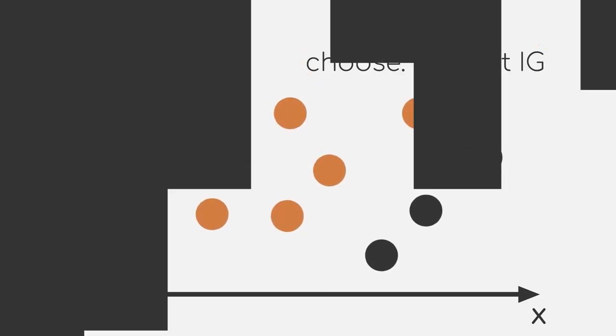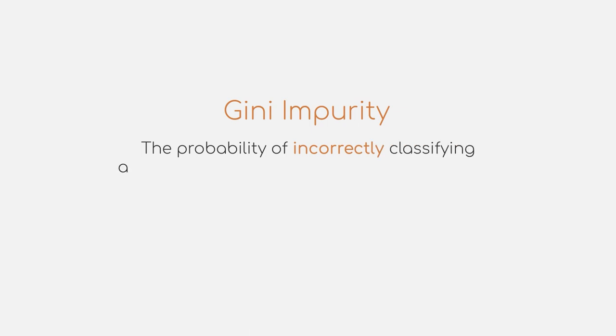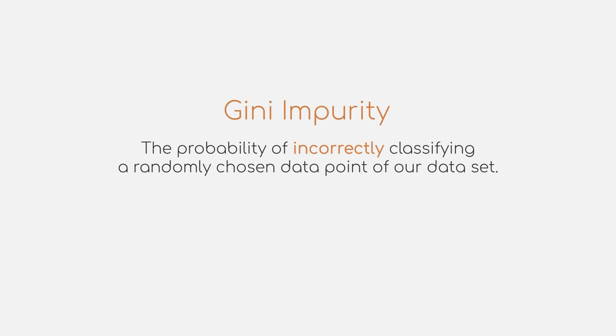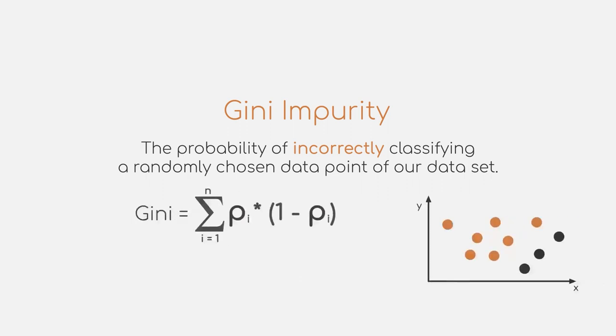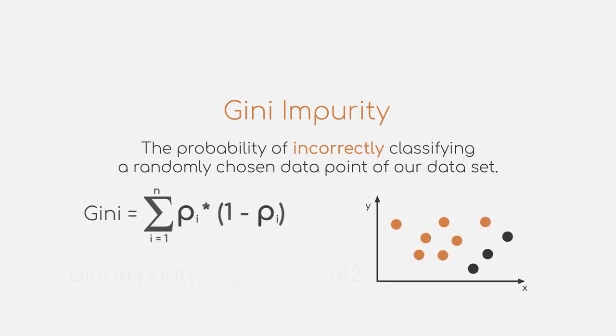Okay, another metric that I have mentioned earlier is the Gini impurity. The Gini impurity is describing the probability of incorrectly classifying a randomly chosen data point of our dataset. The calculation looks similar to the entropy. We take the positive sum over the probability of each class times 1 minus this probability. For our complete dataset of 7 colored data points and 3 dark ones, we would get 0.42 as a result.